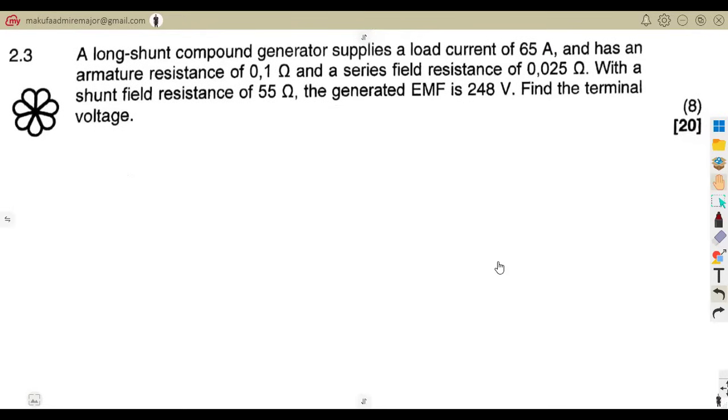A long shunt compound generator. We are talking of a generator there. A long shunt. Remember, the shunt field coils are connected across the series field and the armature when it is considered like that. So you take this and calculate, find the terminal voltage.